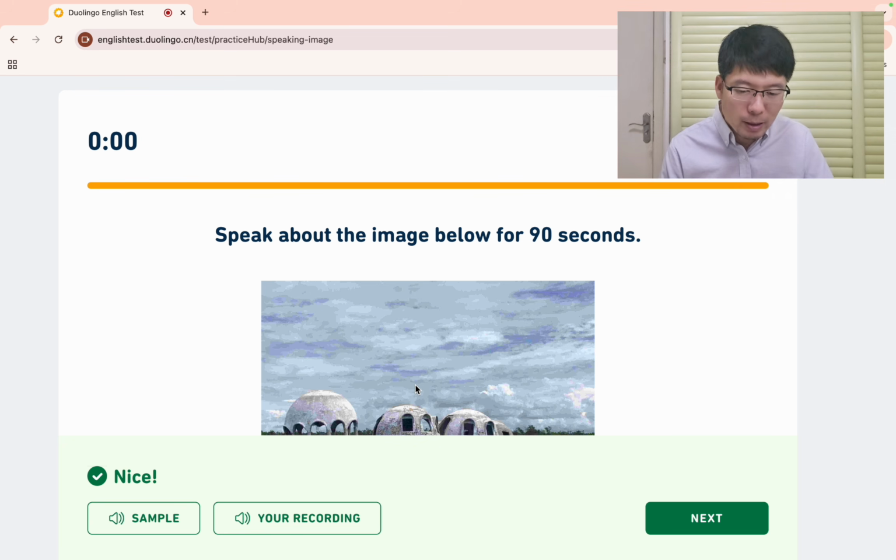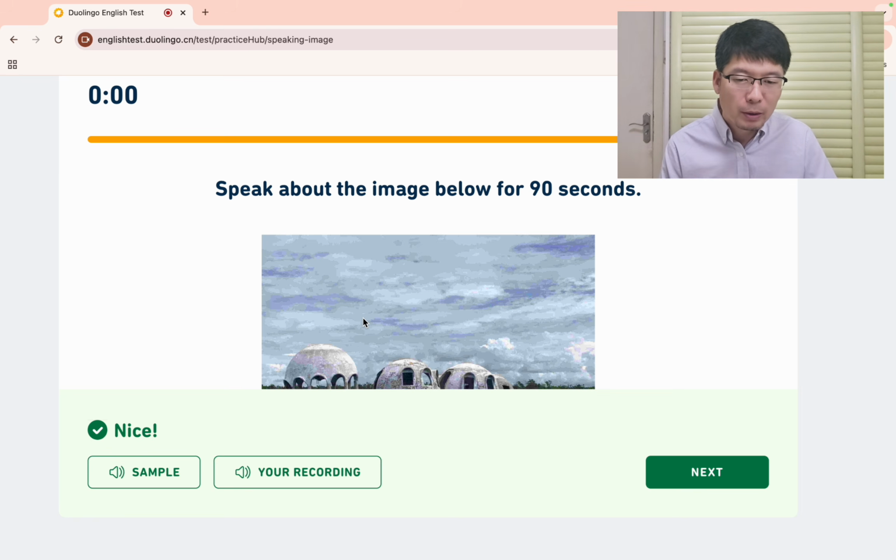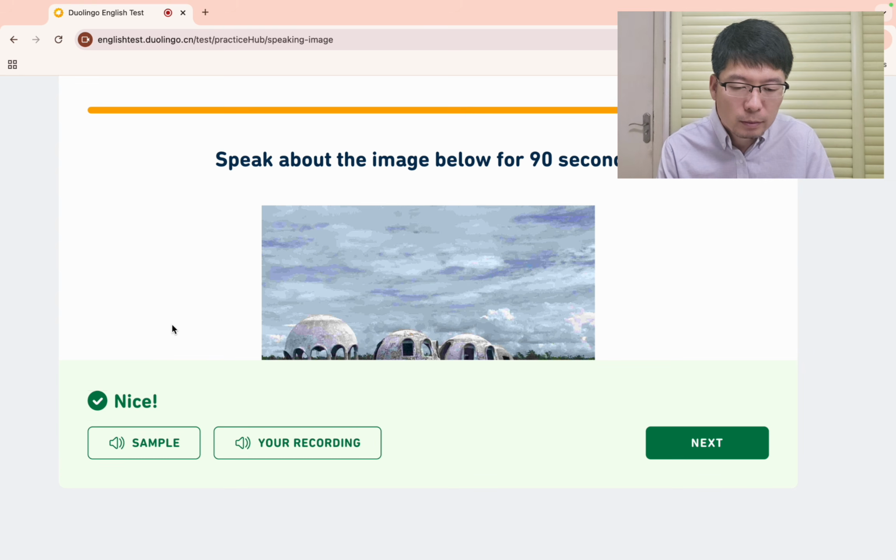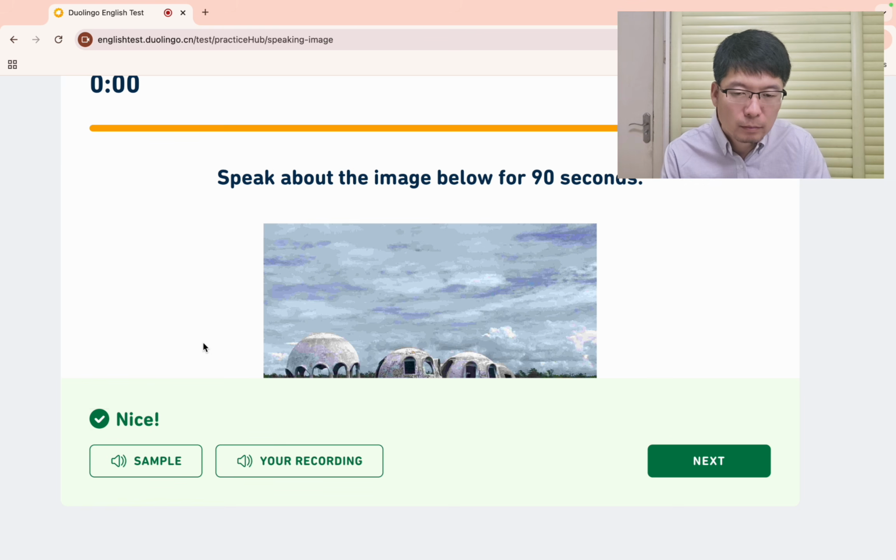Okay, so this is an example answer, and if you don't know how to describe the photo, you can also check the sample. There are 4 metallic objects that have the shape of a dome in the ocean. They're supported by columns that look like legs, and these legs are partially submerged in the water.